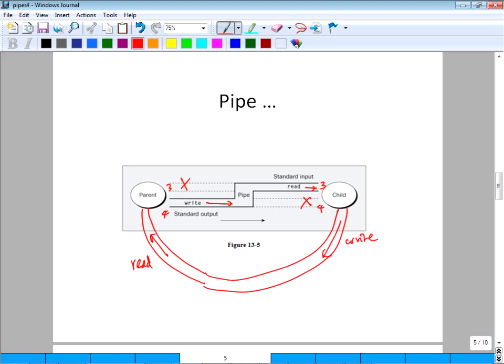So now you have two paths, right? Divided highway. So parent can send some data for processing, and the child can process the data and send the result using the other one.